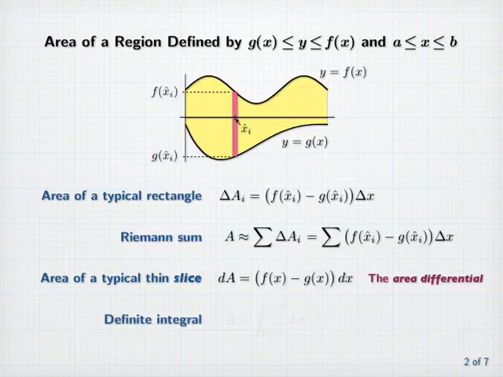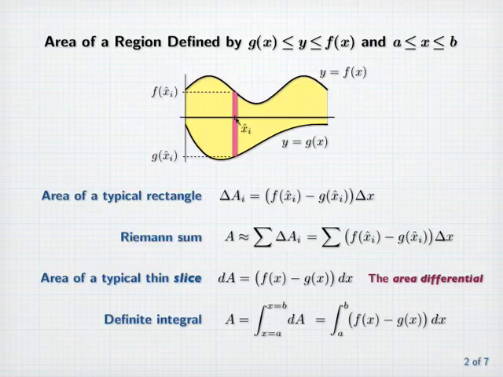And, just as before, the area of the region is the integral of dA from x equals a to x equals b, only now the formula for dA is slightly different, or rather, slightly more general. A crucial thing to remember here is that the integrand is the function whose graph is the top curve minus the function whose graph is the bottom curve. Thus, we're always integrating a non-negative function.